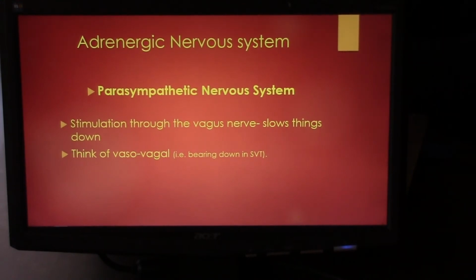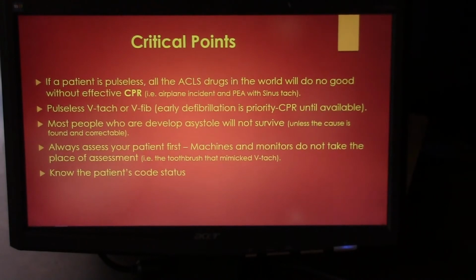The parasympathetic nervous system is the opposite. Stimulation through the vagus nerve is how this is activated, and it slows things down. Think of vasovagal. Let's say a patient comes in with supraventricular tachycardia or PSVT. The first thing you do is you ask the patient to take a deep breath, hold it, and bear down like they're having a bowel movement. That is in order to stimulate the vagus nerve, and sometimes that is all that is needed in order to break that dysrhythmia. In my experience, it rarely works, but it is still tried.